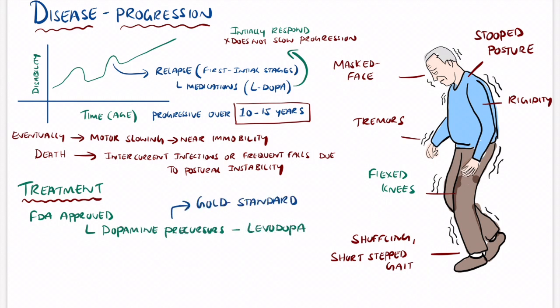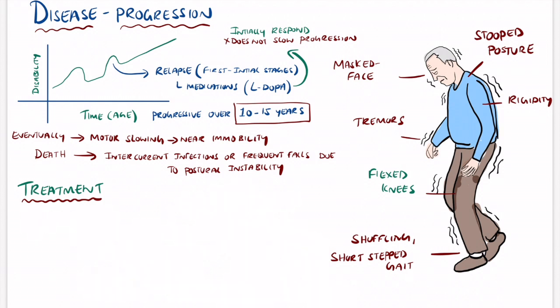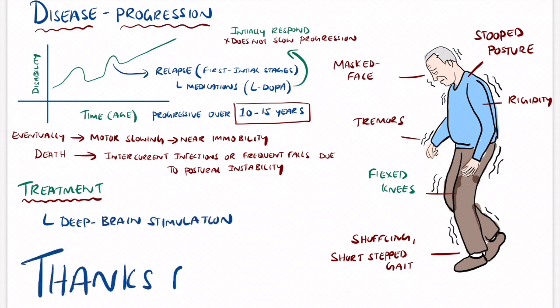Now, the FDA-approved treatment is dopamine precursors, with the gold standard being levodopa. Dopamine agonists include bromocriptine as well as cabergoline, and we also have MAO-B inhibitors, rasagiline and selegiline. But the gold standard is levodopa. Usually, you can also do deep brain stimulation, but as of now in the world, there isn't much treatment.